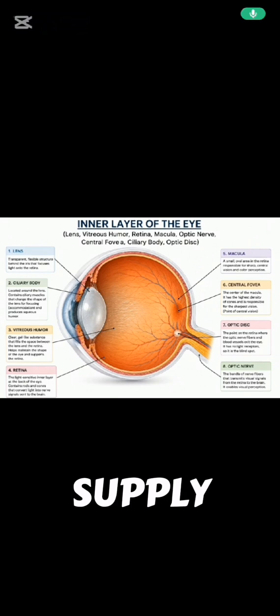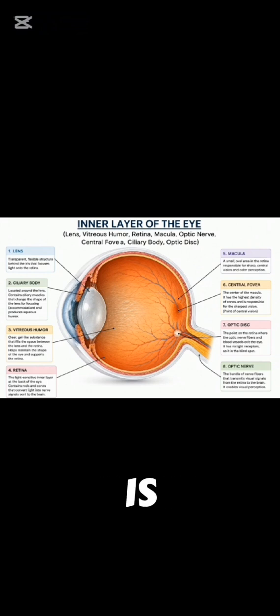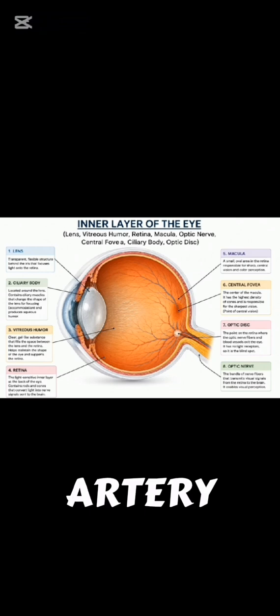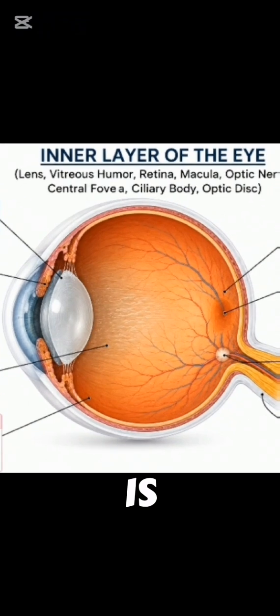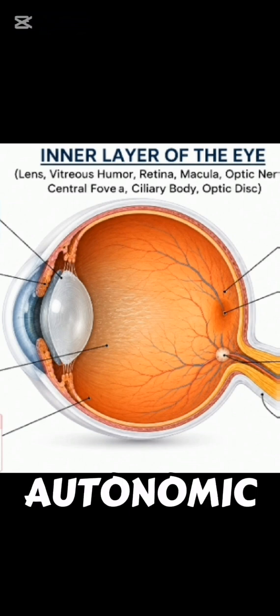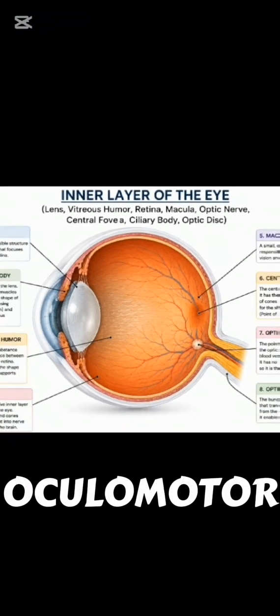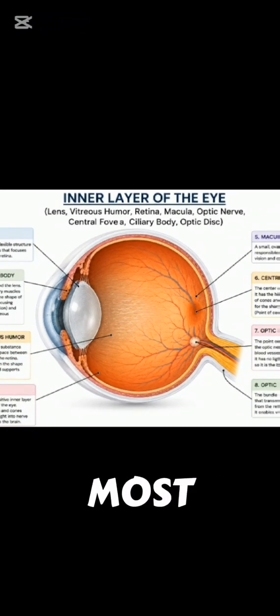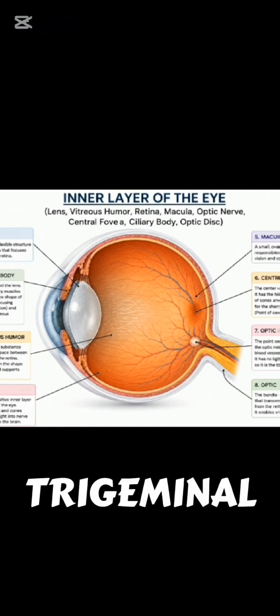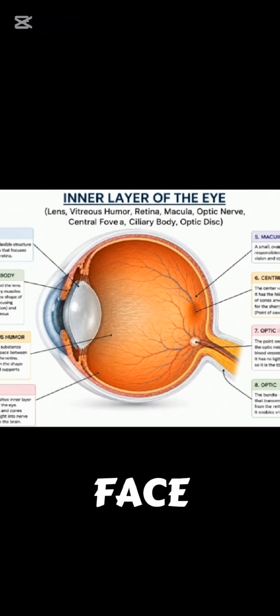The blood supply to the eyes is by the ophthalmic artery, while the venous drainage is by the ophthalmic vein, that is the superior ophthalmic vein. The nerve supply is through three nerves: the optic nerve, which is for seeing; the oculomotor nerve, which is for moving most muscles plus the pupil; and the trigeminal nerve for feeling the eyes and the face.